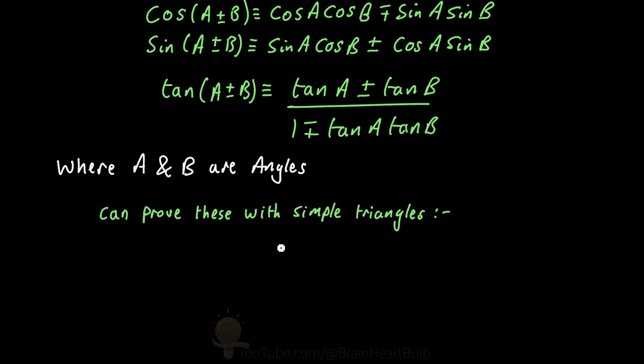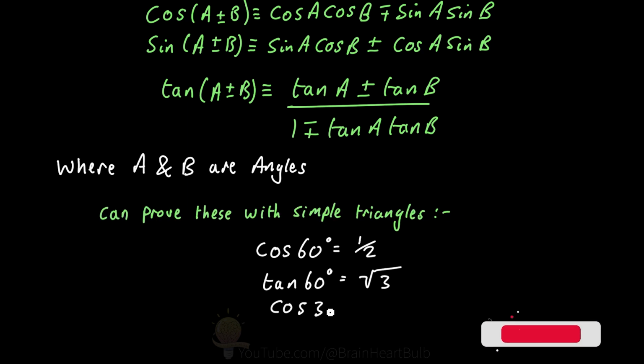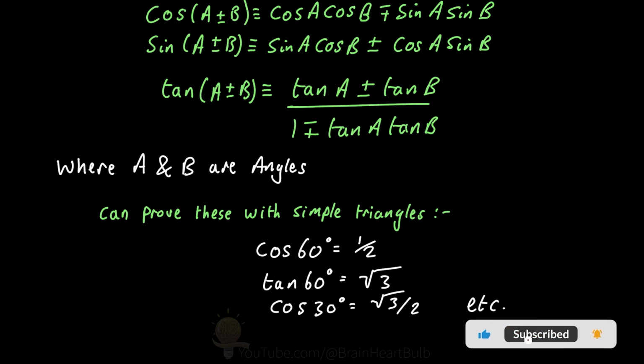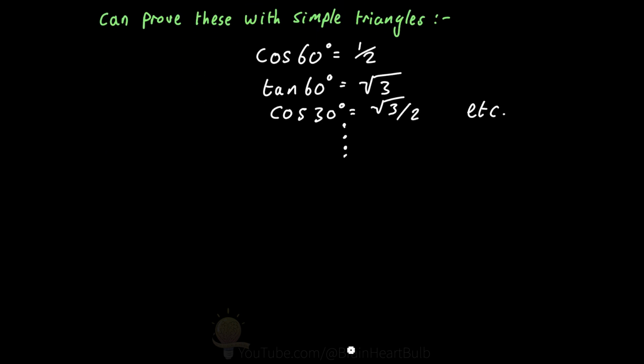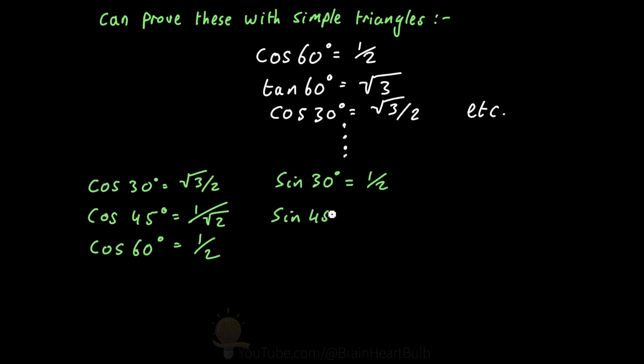For example, cosine 60 is equal to 1/2. Tan 60 is the square root of 3. And cosine 30 is root 3 over 2. With two different triangles and some trigonometry, we'll discover that we can write the cosine, sine and tans of these angles in a neater and more exact form.